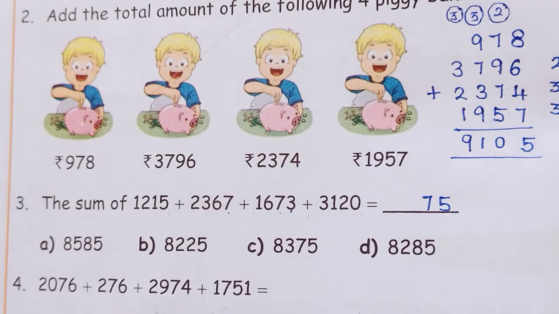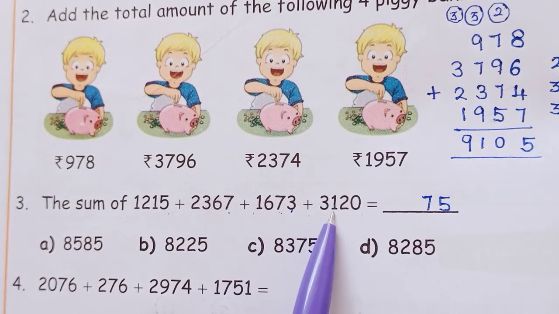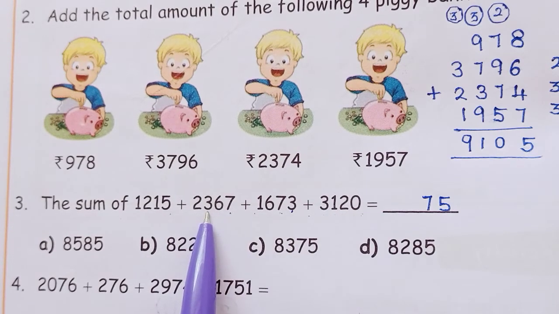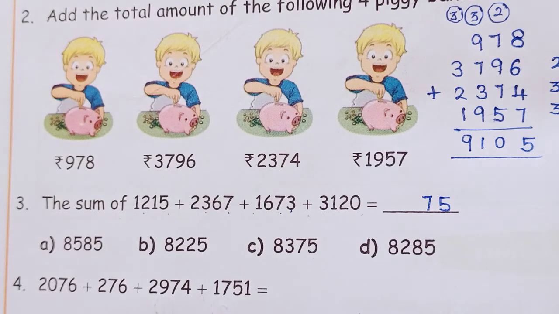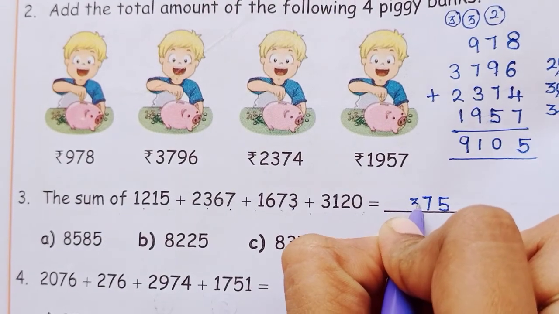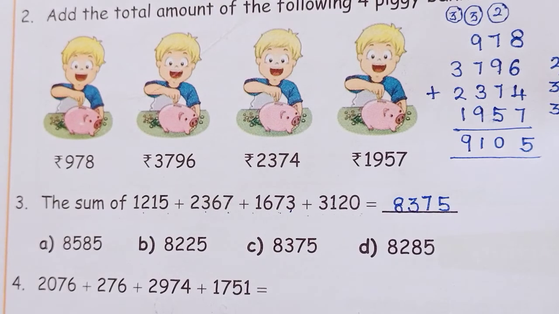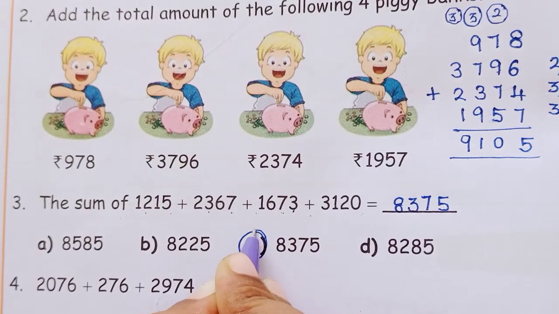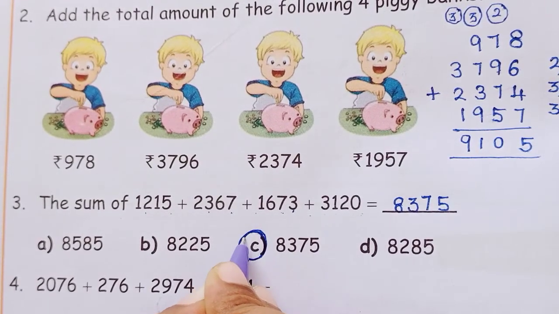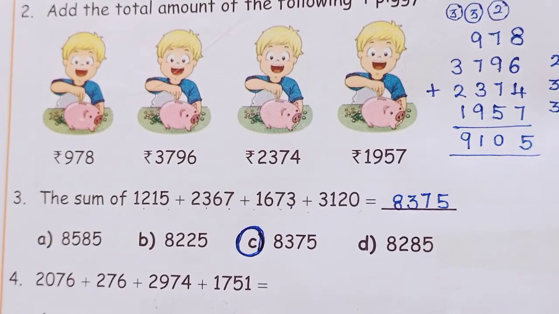Remaining 1 you carry over to the hundreds column. Add the hundreds column here. 6 plus 1, 7. 7 plus 3, 10. 10 plus 2, 12. 12 plus 1, 13. So you write 3, remaining 1. So the answer is 8,375. The third one answer is 8,375.